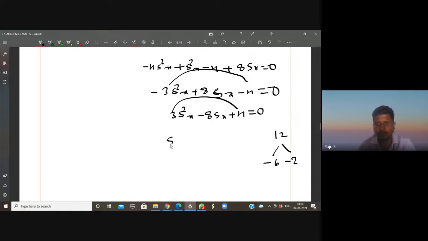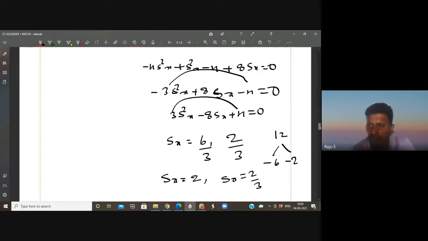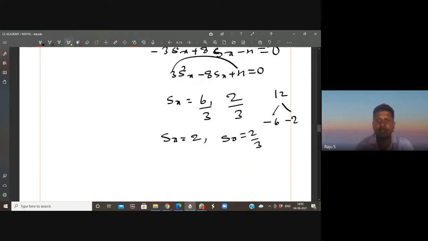So sin x is equal to 2, and sin x is equal to 2 by 3. Which is the correct one, Amma? Which possibility is there? Is it possible that sin x is equal to 2? No, it does not belong to minus 1 to 1. But 2 by 3 belongs to minus 1 to 1.